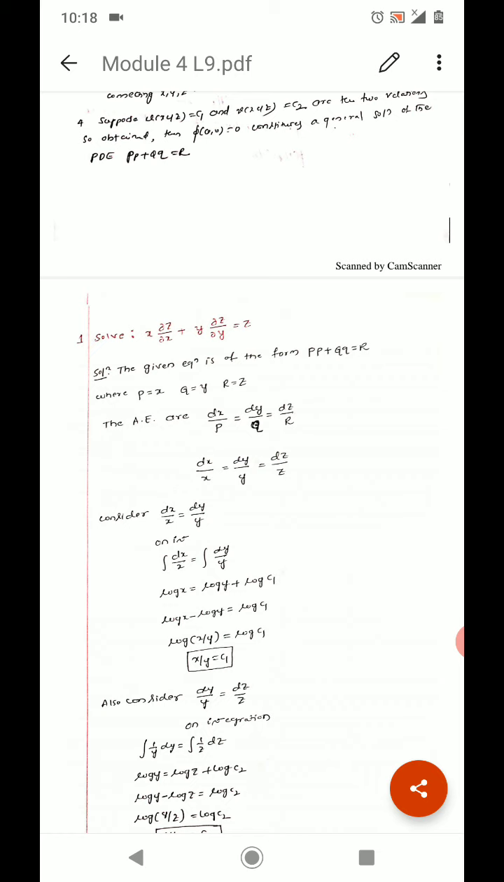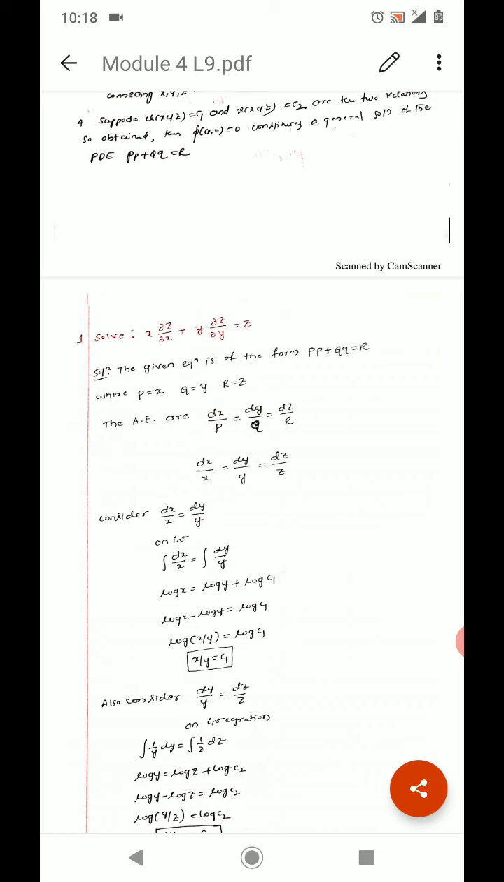So we have the problem x into del z by del x plus y into del z by del y equal to z. This is in the form Pp plus Qq equal to R. Here capital P is x, capital Q is equal to y, and capital R is equal to z. Therefore the auxiliary equation becomes dx by capital P is equal to dy by capital Q is equal to dz by capital R, that is dx by x is equal to dy by y is equal to dz by z.